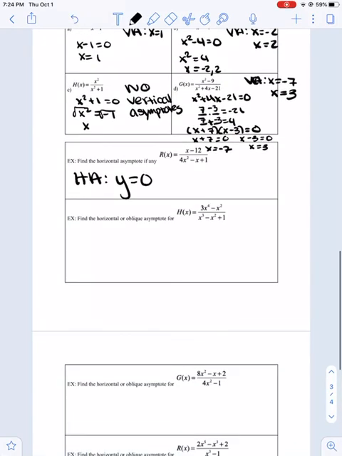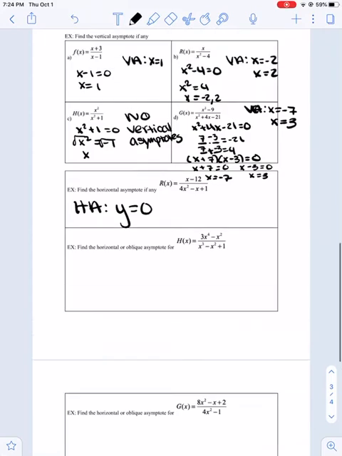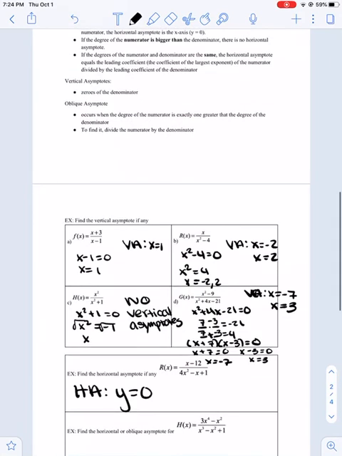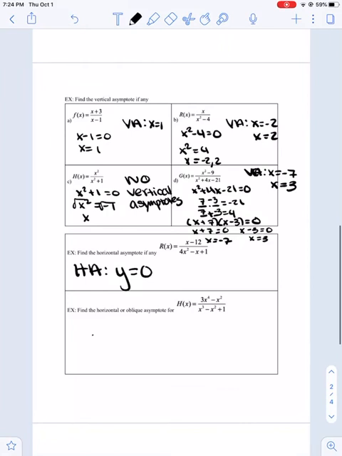Okay, now we're trying to determine if this is a horizontal or oblique. And if we look at this, our numerator is 1 more than the denominator. So let's go look at our rules. This then is an oblique because our numerator is exactly 1 greater. So we're going to divide the numerator by the denominator.